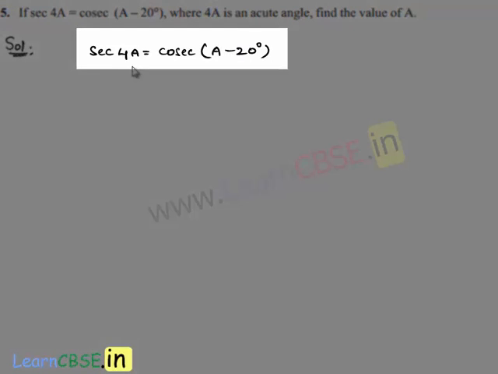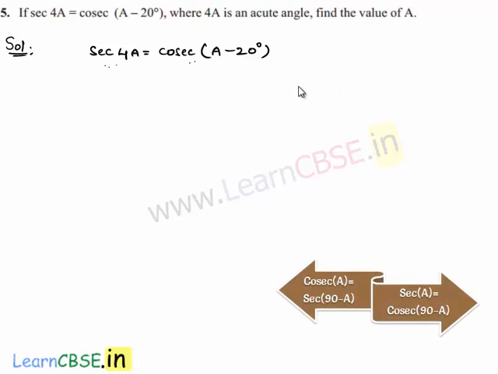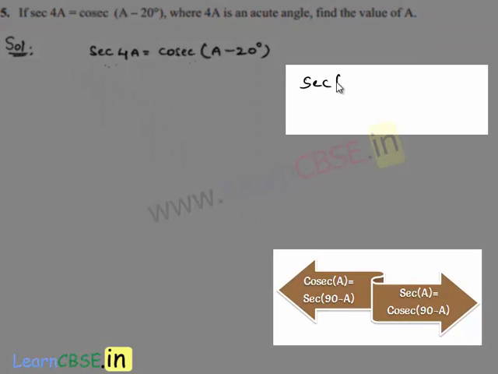Here, as on the left hand side and right hand side we don't have a common trigonometric ratio, we can't equate the angles. If we have a common trigonometric ratio on both sides, we can equate the included angle within the trigonometric ratio. So, in order to convert secant or cosecant into a single trigonometric ratio, we have the formula: secant of (90 degrees minus A) is equal to cosecant A, or cosecant of (90 degrees minus A) is equal to secant A.